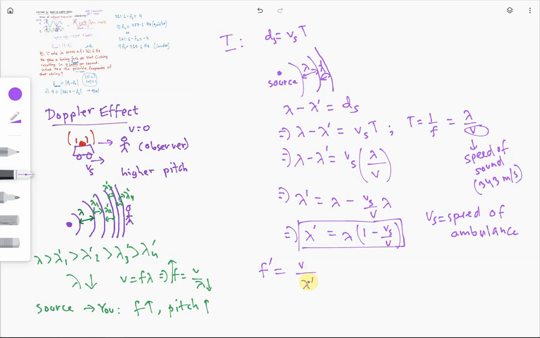if you solve for only frequency terms here, if you want to get rid of this lambda, what we can do is just plug in what we have for lambda prime. So v over lambda prime would be v divided by this whole thing, v over lambda times 1 minus vs over v. Now v over lambda, what is that? V over lambda is frequency. So if v over lambda prime is f prime, then v over lambda is just f, the frequency of the sound of the source, the original frequency.